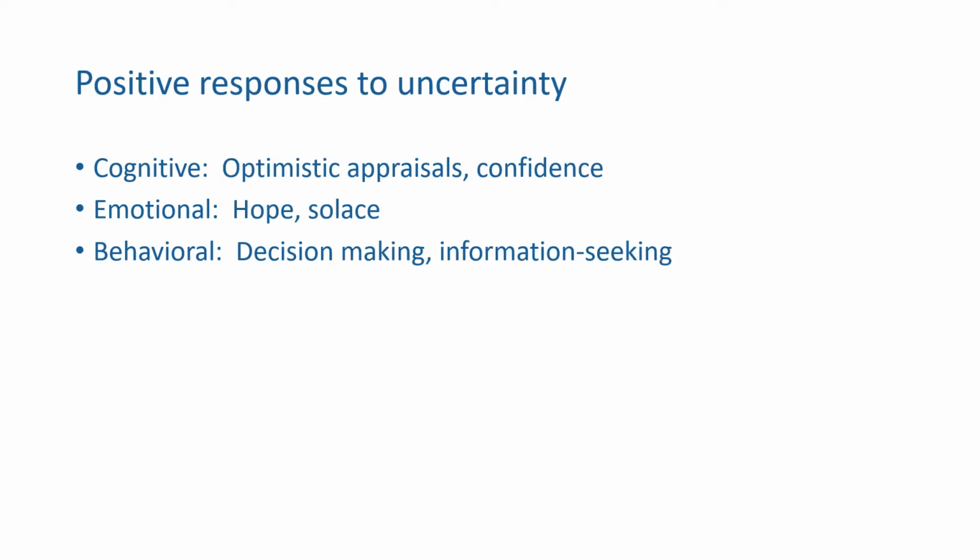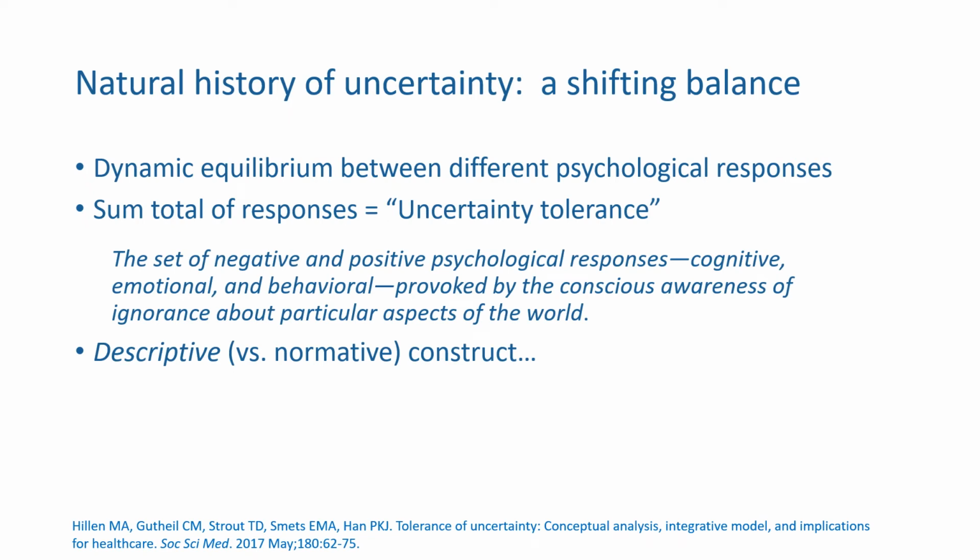And yet, not all responses to uncertainty are negative. Less studied but equally important are positive psychological responses to uncertainty. These include, from a cognitive standpoint, optimistic rather than pessimistic appraisals, as well as confidence. Emotionally, they consist of feelings of hope, or of solace, or reassurance. Behaviorally, they consist of decision-making and information-seeking. So the natural history of uncertainty is complex. It reflects a shifting balance or a dynamic equilibrium between different negative and positive psychological responses.